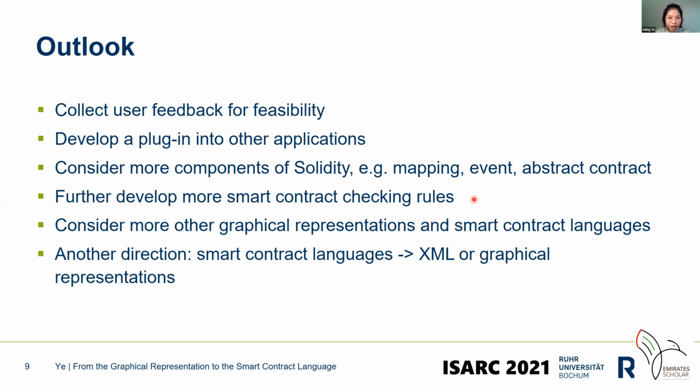In the translation steps, only 5 components are considered. However, there are more components in Solidity, like mapping, event, abstract contract, and so on. More checking rules, more other graphical representations, and other smart contract languages should be considered in the future. In this paper, we only consider translating from graphical representation to smart contract. However, another direction should also be considered, which is from smart contract languages to XML or graphical representations. Thank you so much for your attention.